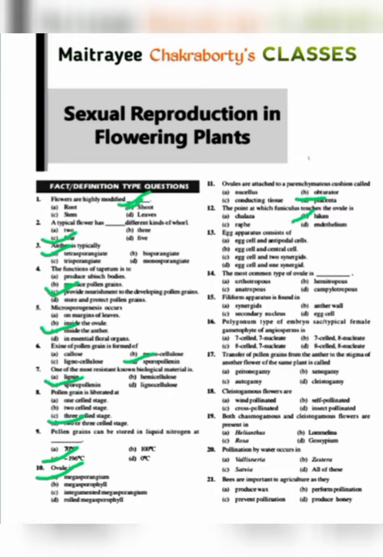13. Egg apparatus consists of A. egg cell and antipodal cells, B. egg cells and central cell, C. egg cell and 2 synergids, D. egg cell and 1 synergid. What do we know about this one?